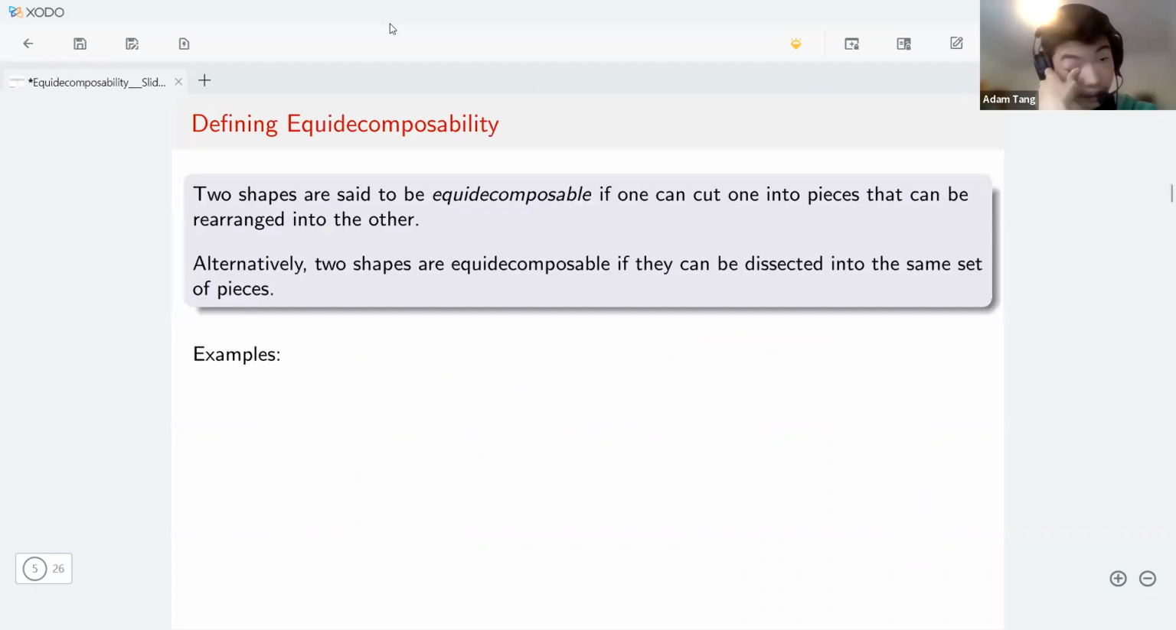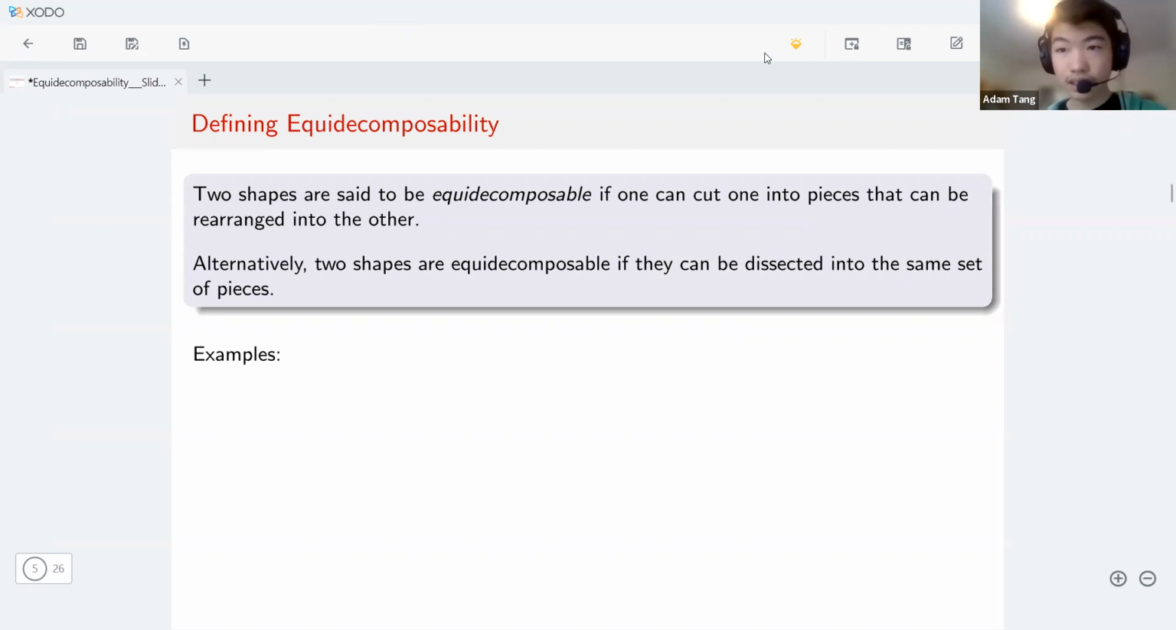Let's quickly do a formal definition of equidecomposability. That was the word I used earlier. It just means that we can cut a shape into finitely many pieces. These cuts can be curved, they can be whatever. These cuts should be of finite length as well. And the resulting pieces, we can rearrange into the other shape. So what that means is two shapes are equidecomposable if one can be dissected into the other.